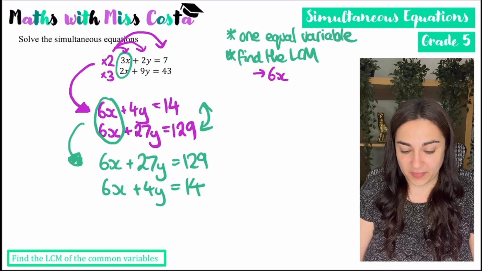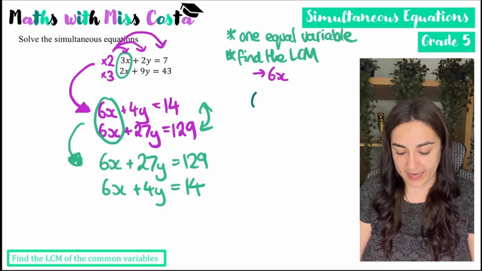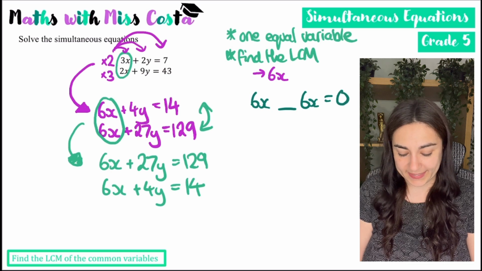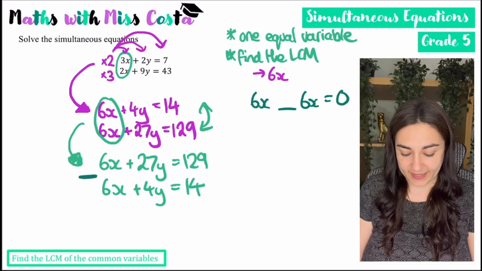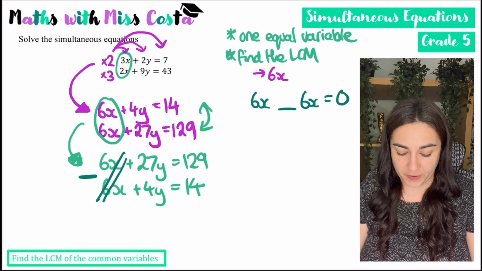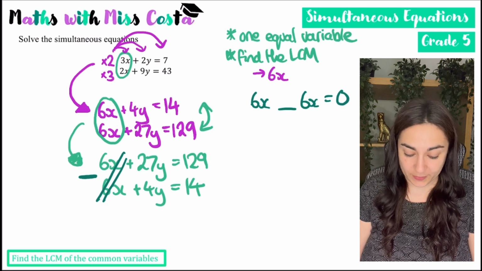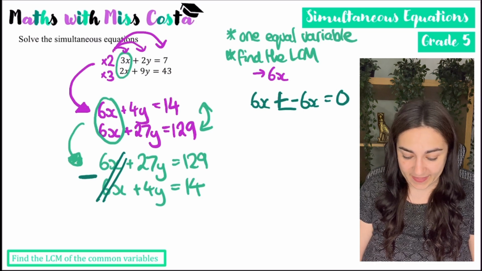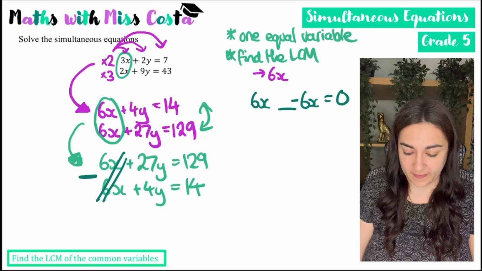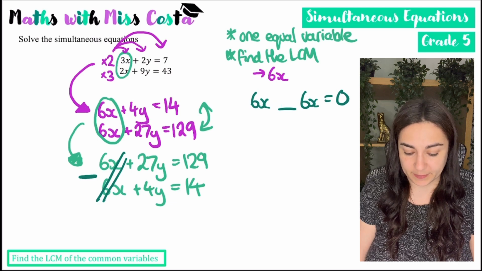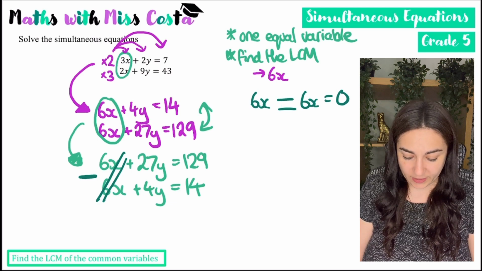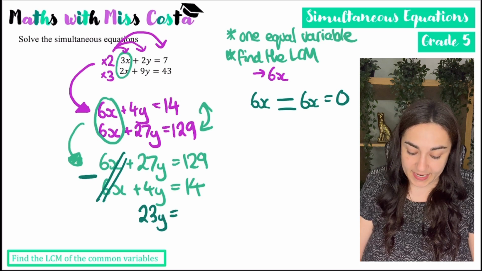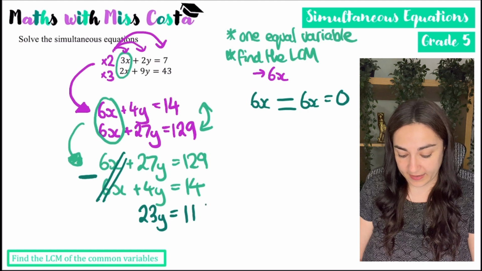And now I just want to think, okay, what do I need to do in order to eliminate my x variable? So 6x plus or minus 6x must equal 0. Well, in this case, it's another subtraction. So 6 take away 6 cancels out. And then I subtract everything else. If this happened to be a negative 6x, then you'd have to add. Okay, and then everything in the equation you would also add. But in this case, it's not. So I'm just going to subtract. So 27 take away 4 leaves me with 23y, and 129 take away 14 leaves me with 115.